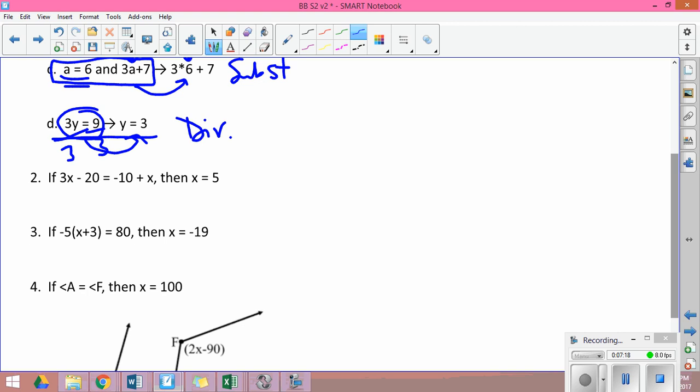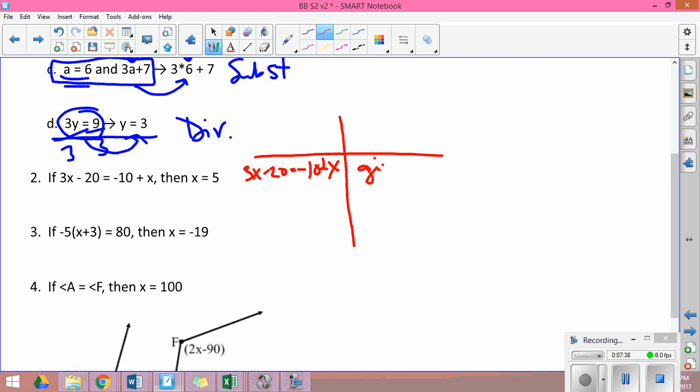If 3x minus 20 equals negative 10 plus x, then x equals 5. Way more than one thing going on here. So let's do a little baby algebra proof. So we're going to make a t-chart. We always start with the first one. 3x minus 20 is equal to negative 10 plus x. And that's called the given.